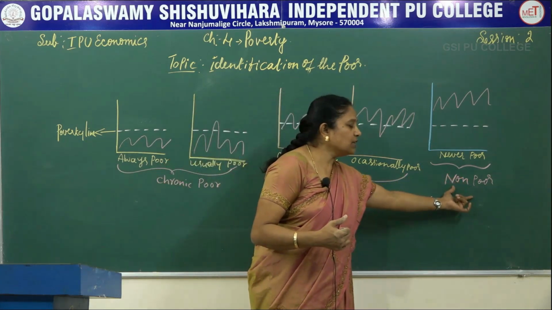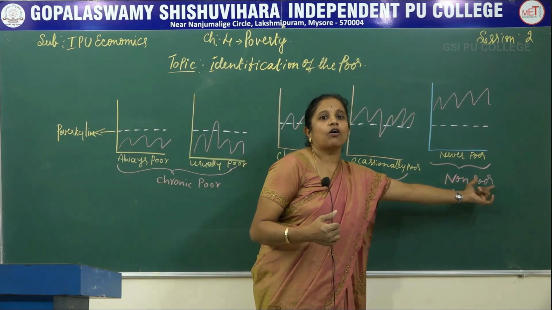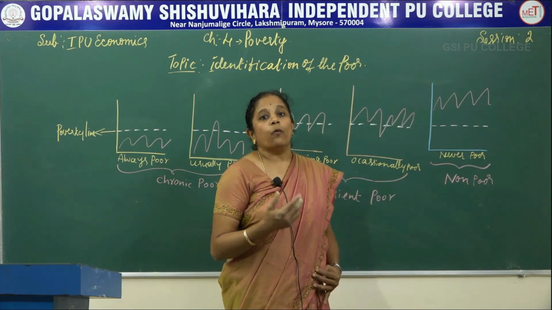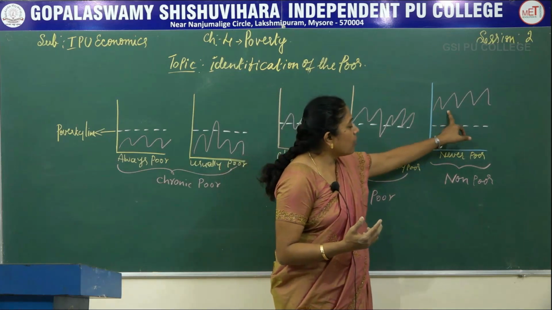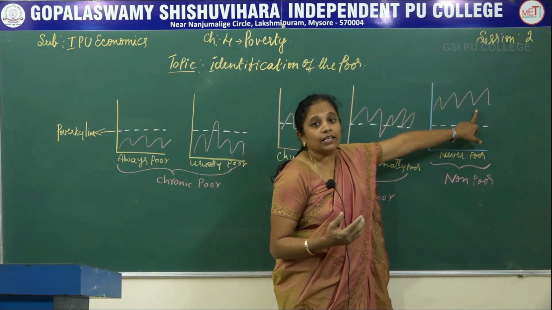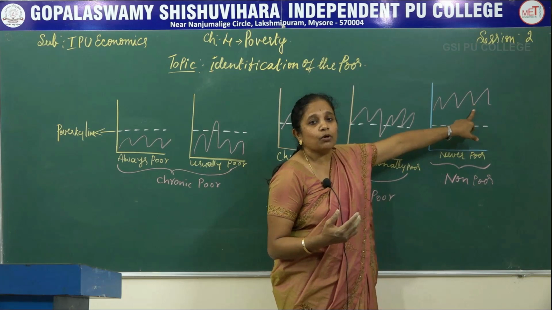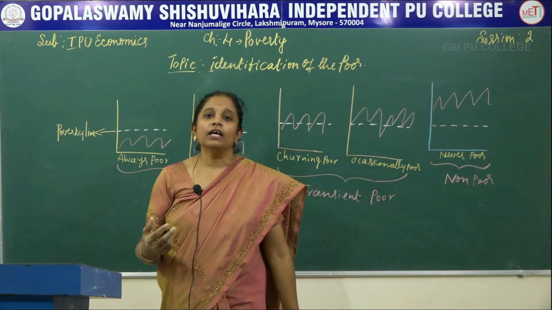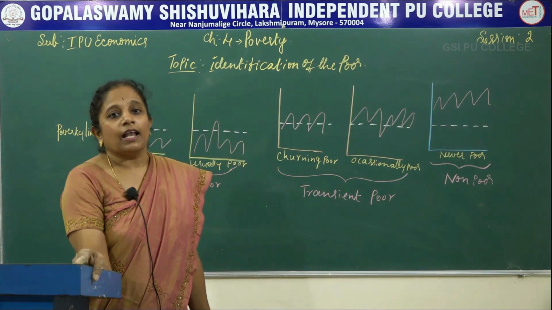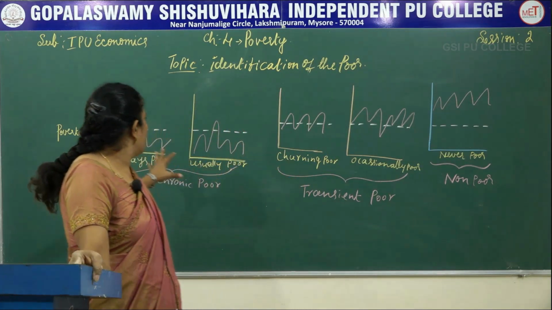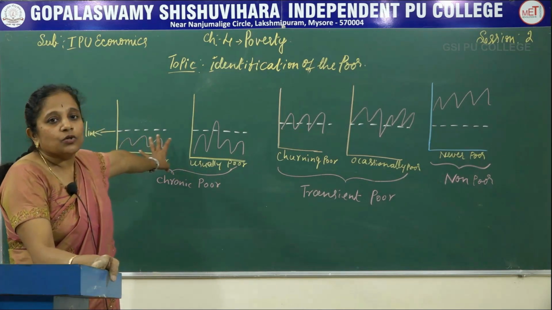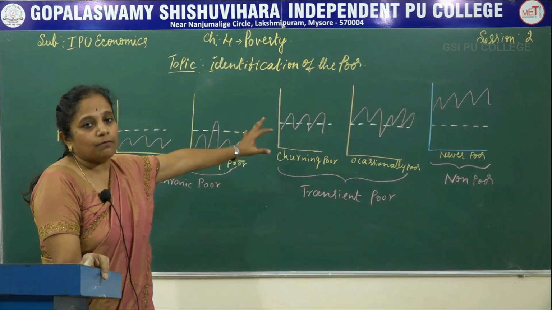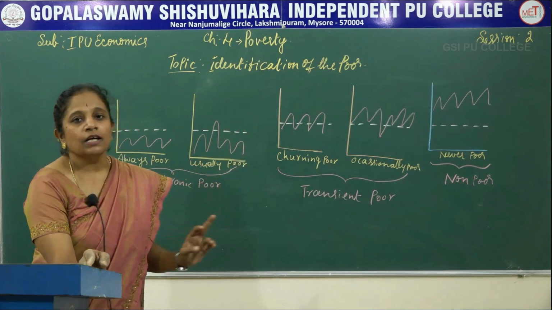Then we come to another section, which is the non-poor, who from generation to generation are very well off, and always stay much higher than the poverty line. They are always above the poverty line, and they have not experienced poverty at any time in their lifetime. So this question can be asked: draw the types of poor and explain them with a diagram. So you should write all these three.